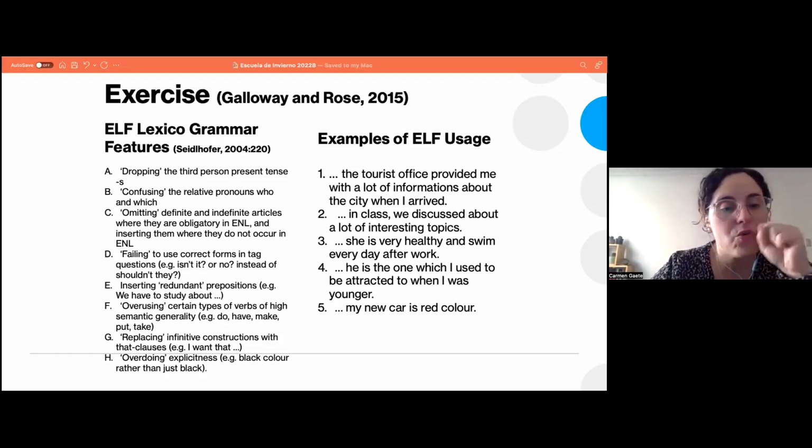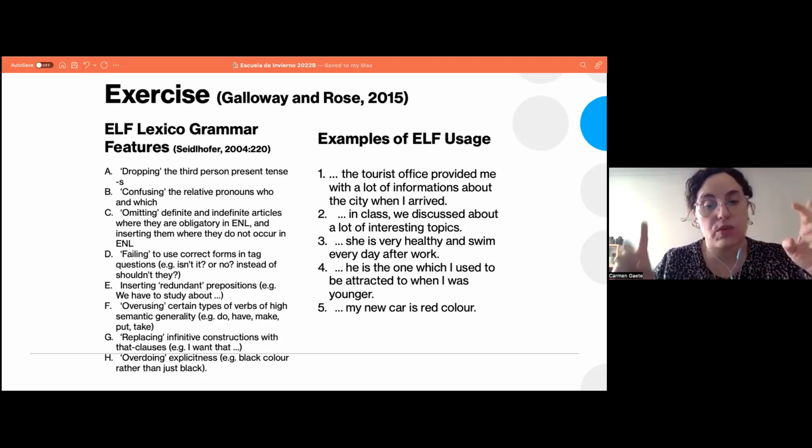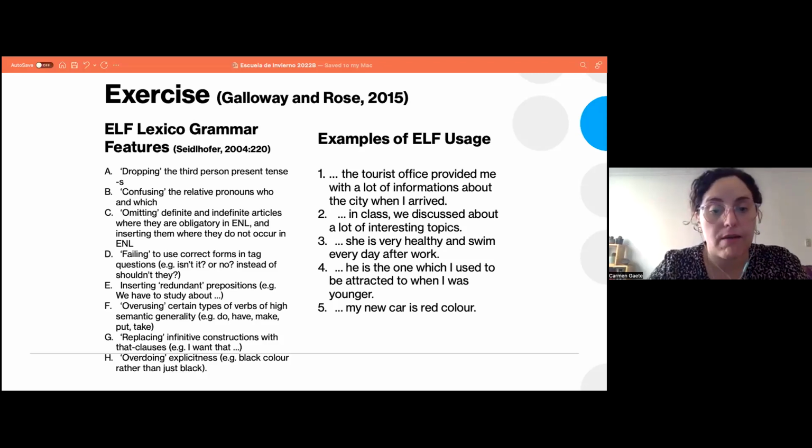Yes, you're all right. It's letter E. That would be the problem, right? Now, notice that the way these phenomena are described, it's not negative. Overusing perhaps has a negative connotation, right? But letter E, inserting "redundant" prepositions, redundant has been highlighted with quotation marks, to mean that that word redundant is questionable, yeah?